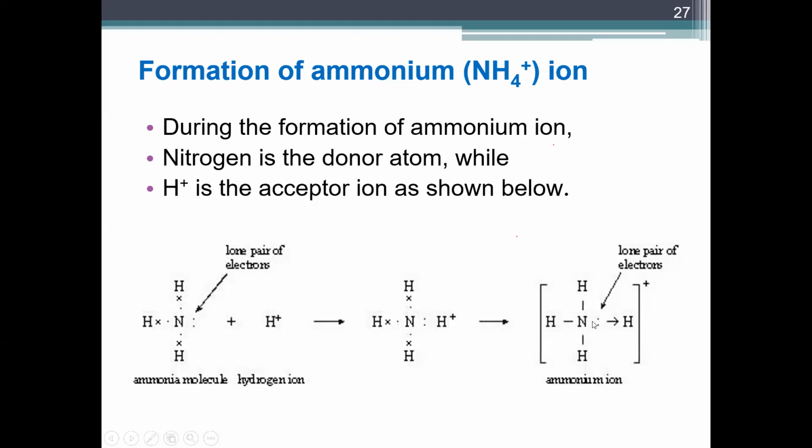So in the ammonium ion, the fourth bond here, these three bonds are the ordinary covalent bonds, while this bond here is the dative covalent bond. This dative covalent bond is a result of donation of electrons by the lone pair of nitrogen, while hydrogen has nothing to contribute. So that's the difference between the normal covalent bond and the dative covalent bond.